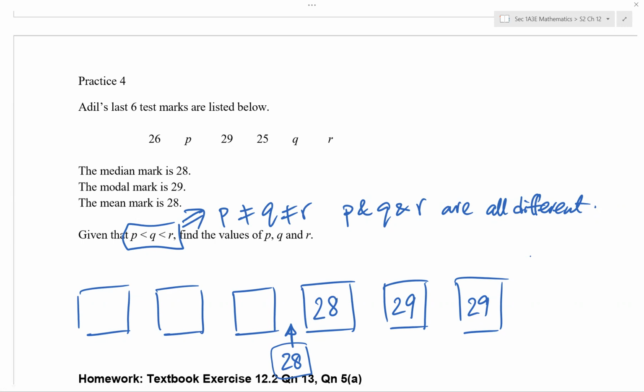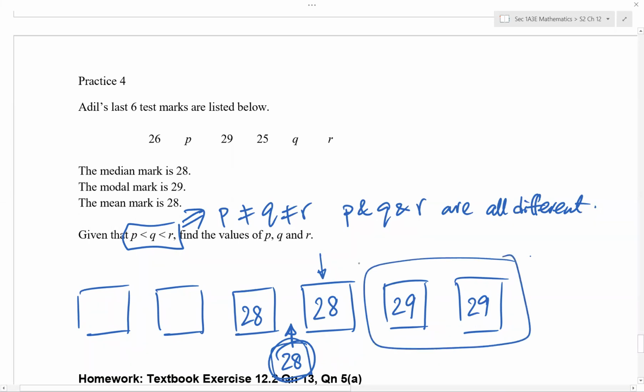Now, if this particular value is 28 and the median is also 28, it implies that this must also be 28. Why is that possible? If this happens, then I've got 2 modes. They are 28 and 29. But the question told us that there is only one mode, which is 29. So this case is out. We cannot have this possibility.